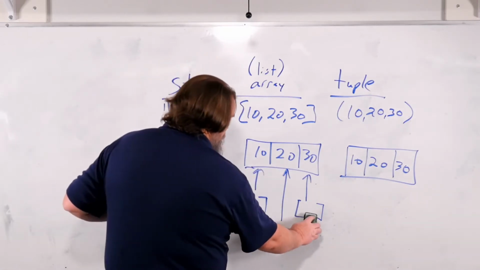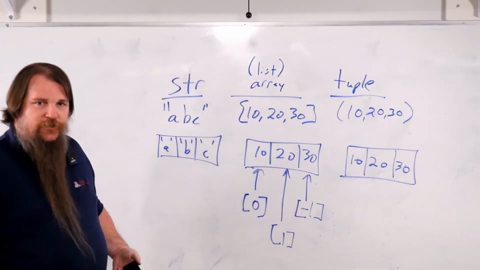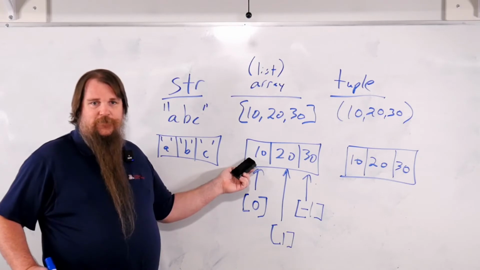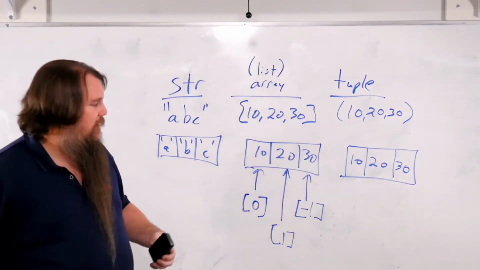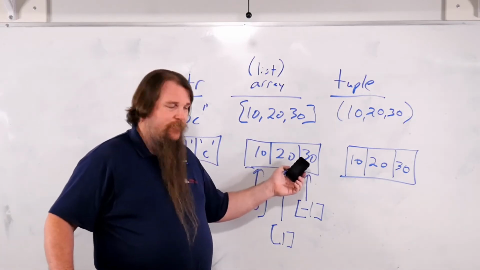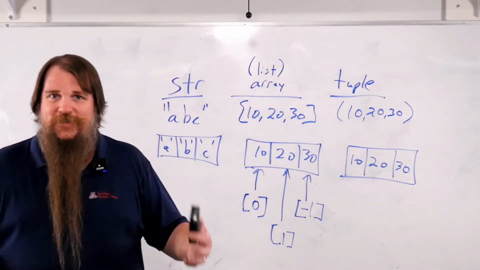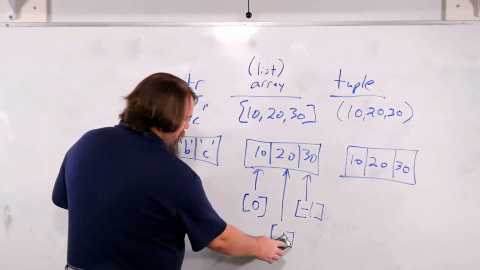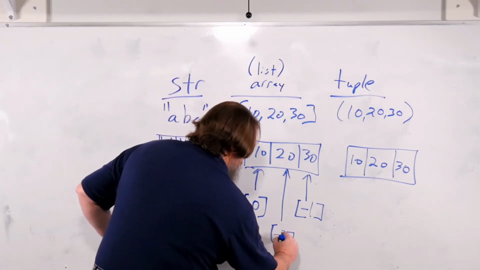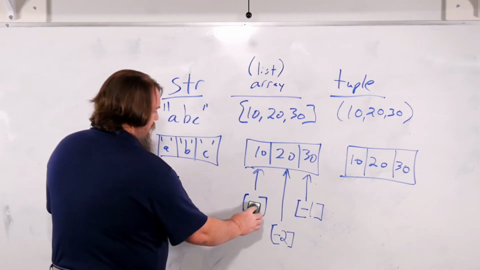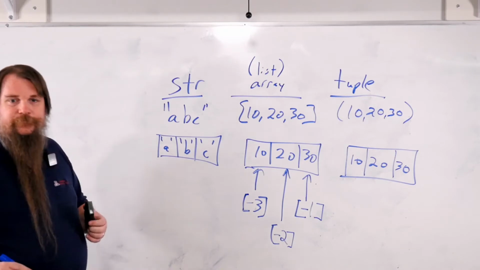You can write -1. So element 0 is the very first element. Element 1 is the second. Element 2 is the third. But since this length is 3, -1 is the last element. -1 is the same as 2. This, of course, would be the second to last element. So this is -2. And the third to last element is -3. There you go.